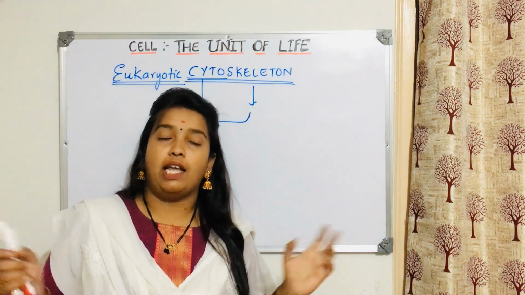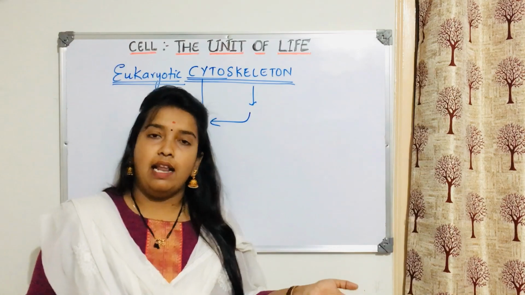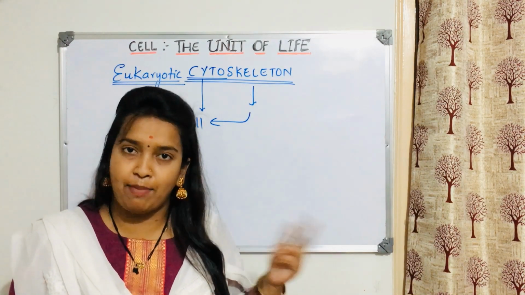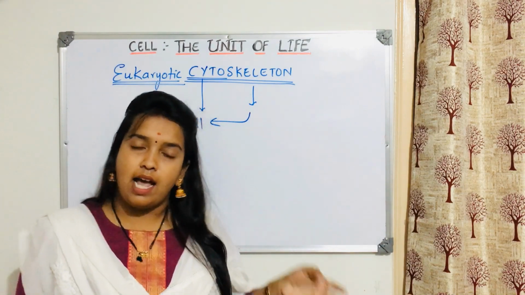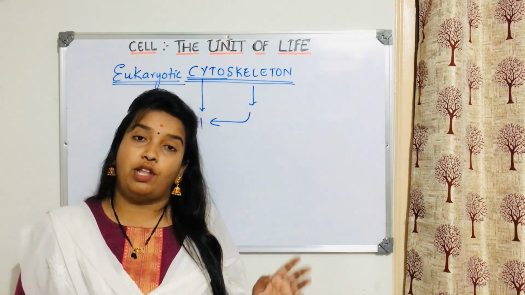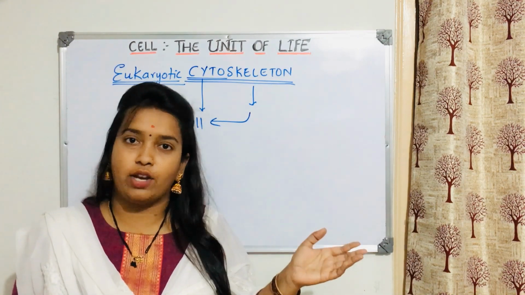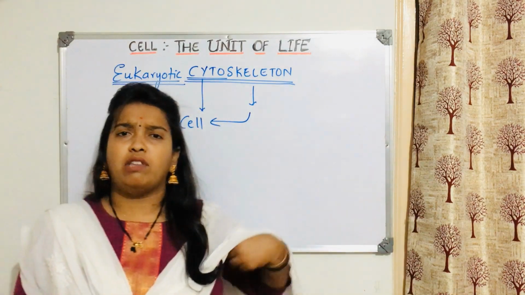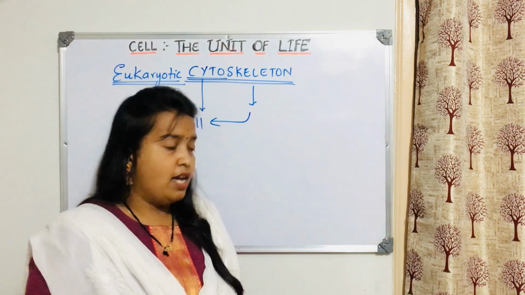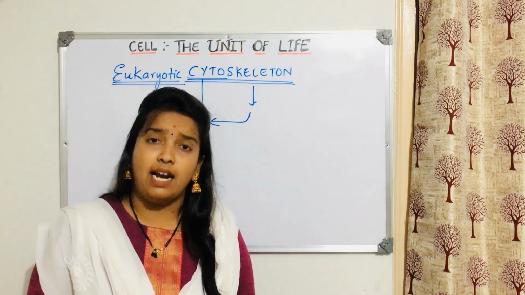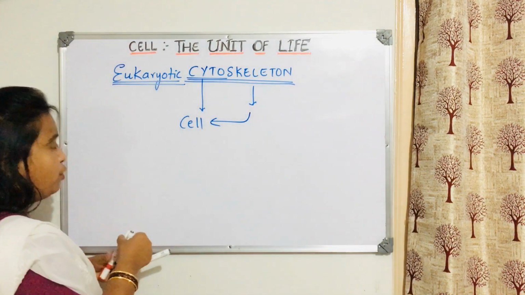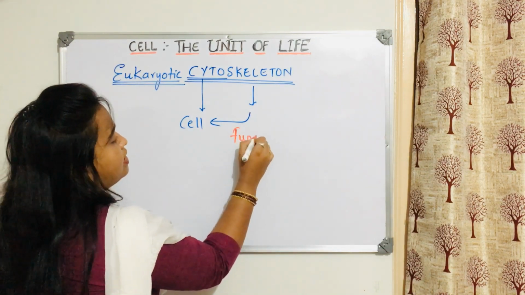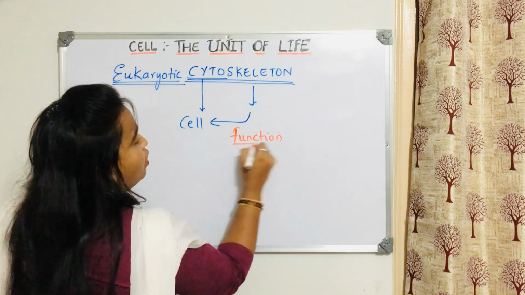One more good thing is that in eukaryotic cells we have animal cells and plant cells, and both of these cells have the same cytoskeleton, so there is no need to study them differently. First we will see the cytoskeleton functions in a crude way. According to NCERT, you have to remember 3 M's to understand the functions.